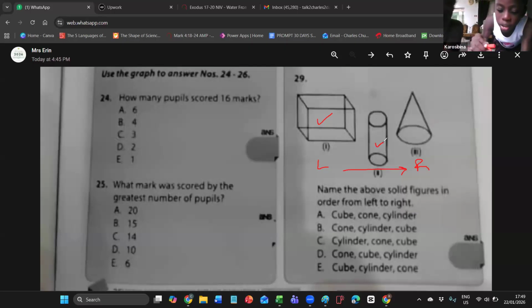Of which shape, sir? A cube. This next shape. This next one. Cylinder. A cylinder. Thank you.